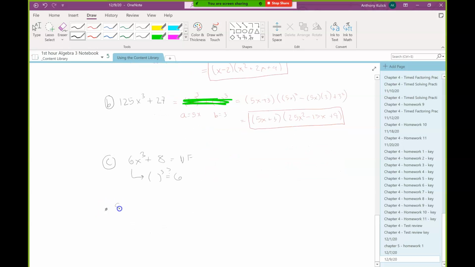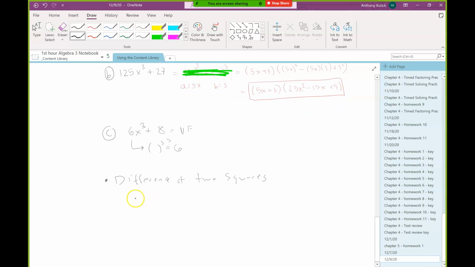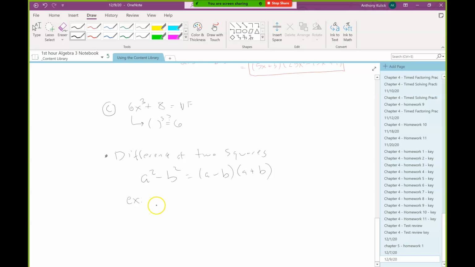The next one is a difference of 2 squares. And we used this already last chapter, for quadratics. But we can still use it now for things that aren't necessarily quadratic.